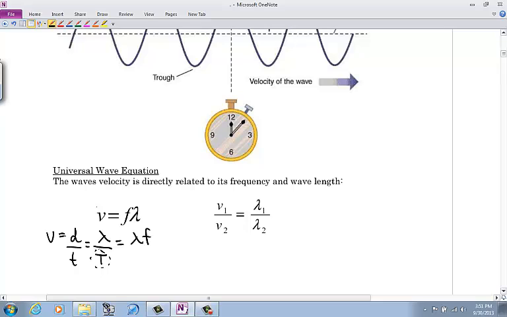The other formula that you'll see is a wave speed relative ratio equation. Speed of the wave in the first medium over the speed of the wave in the second medium is equal to the wavelength in the first medium divided by the wavelength in the second medium. Quite often what happens is a wave will travel from one type of material to another, and it will change speed and therefore change its wavelength.